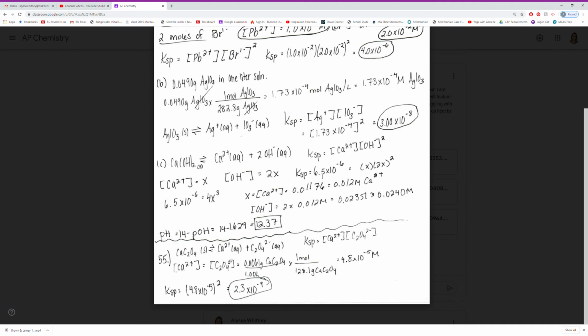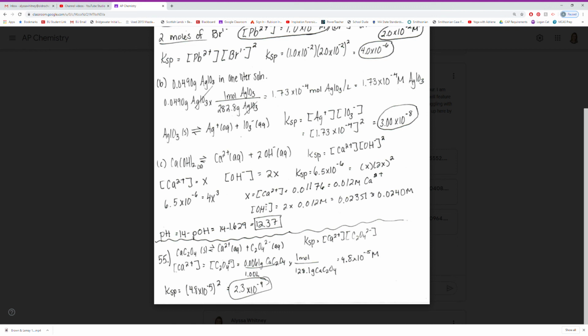So Ksp is 6.5 times 10 to the negative 6. Which did it give? No, I had to look it up. So 6.5 times 10 to the negative 6th is equal to x for Ca2+ and 2x for OH-, and don't forget to square that. Then I did a bunch of fancy math to solve for x, and I found that x was equal to the concentration of Ca2+ because there's just a 1 out front, which was 0.0120, as I rounded it.